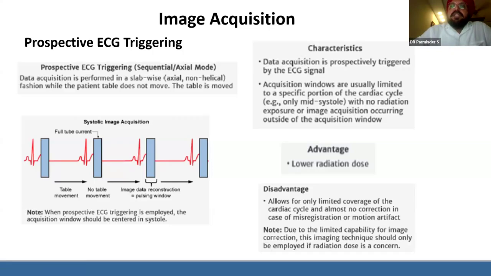However, the disadvantage is that it allows only for limited coverage of the cardiac cycle and almost no correction in case of motion artifacts or other artifacts. So this method should only be used if there is a concern regarding the radiation dose. Otherwise, most of the CTs are done at full tube current using retrospective ECG gating.